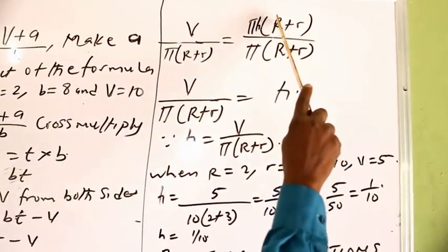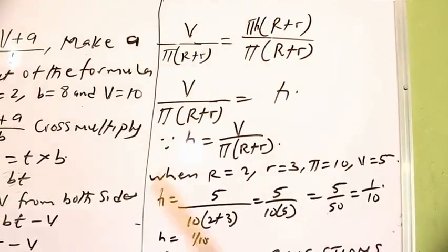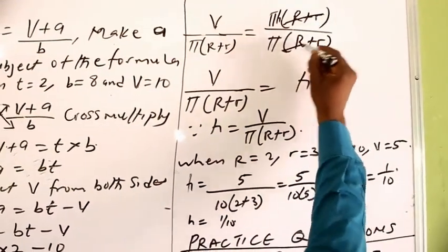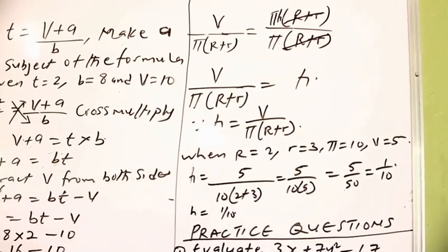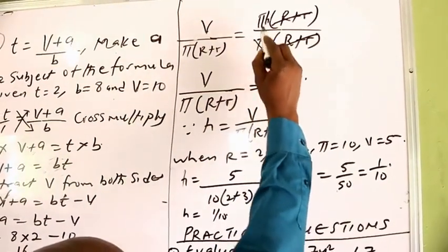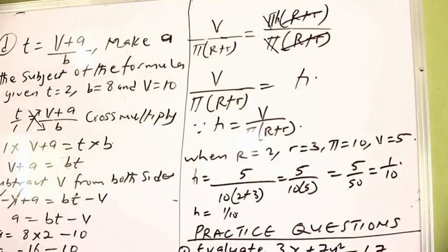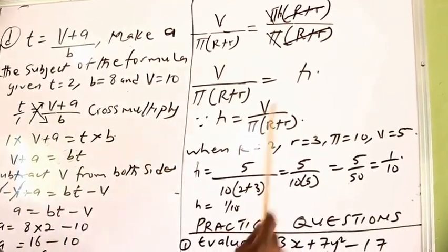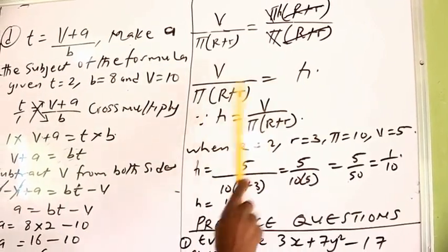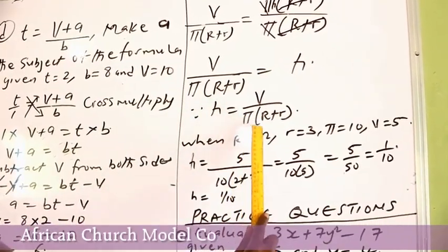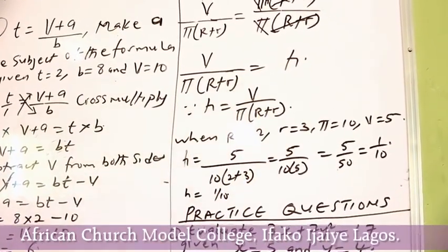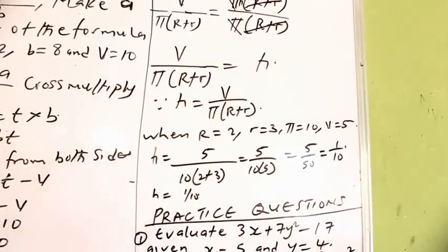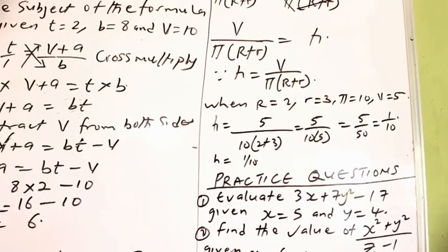Now, this and this, they are going together. This one will cancel this. This one will cancel this. Pi will cancel pi. This one will cancel this. It remains H. Therefore, H will give us V over pi, open bracket, capital R plus small r. We have already made H the subject of the formula.